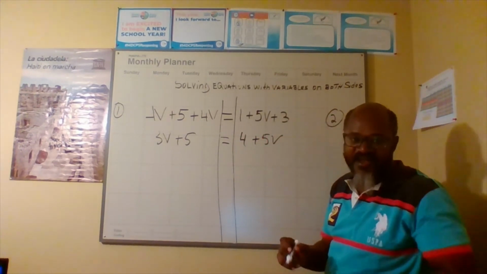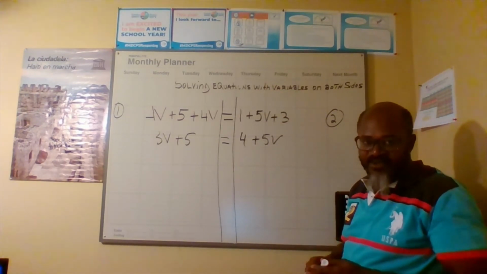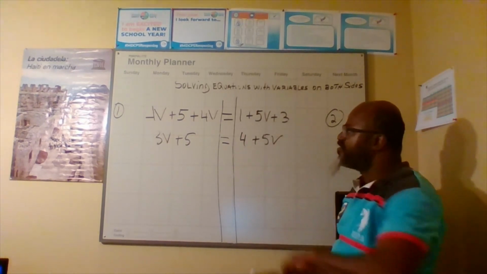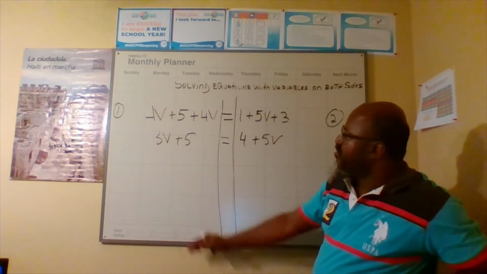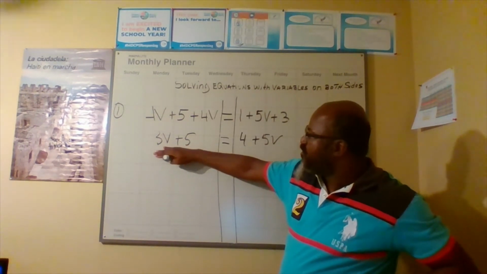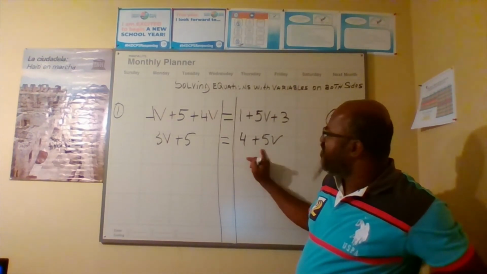So you simplify the variables that are on the same side. We have not done anything else, we just simplified your variables and your numbers. In this case, your new equation, when you simplify, will be 3v plus 5 on that side is equal to 4 plus 5v.